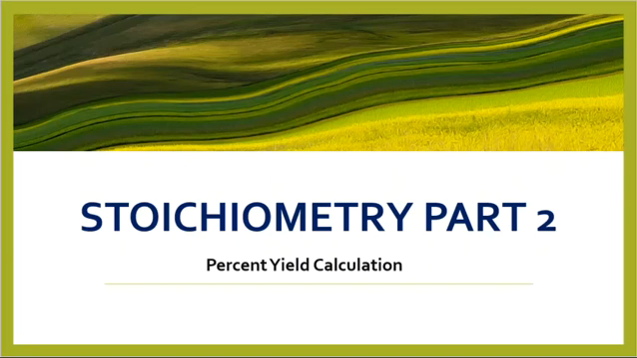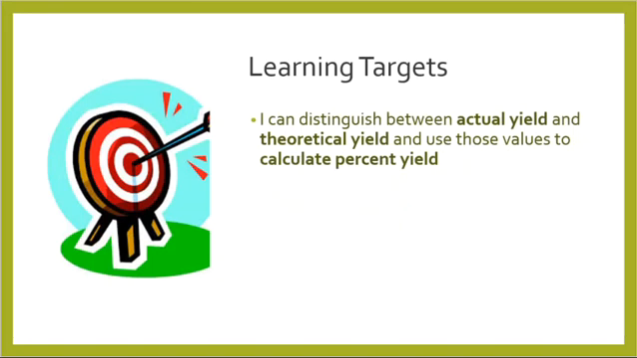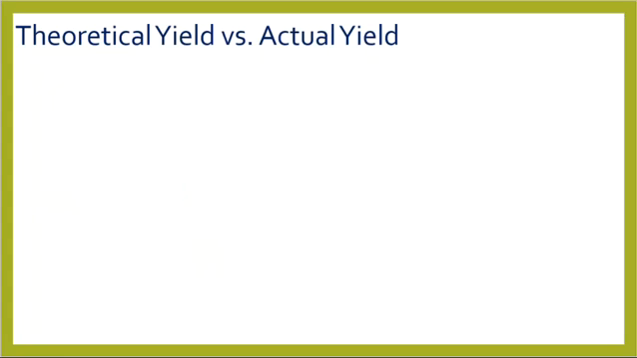Today's lesson is also going to focus on stoichiometry with a concentration on percent yield calculation. Our learning target for today is to be able to distinguish between actual yield and theoretical yield values, and then how to use those values to calculate percent yield. Let's begin by taking a look at both of these terms and understanding what they mean.